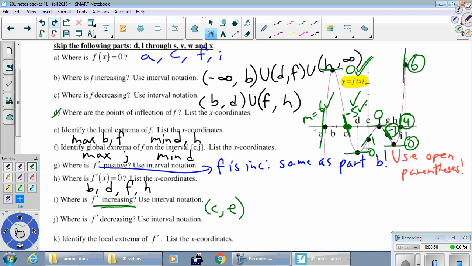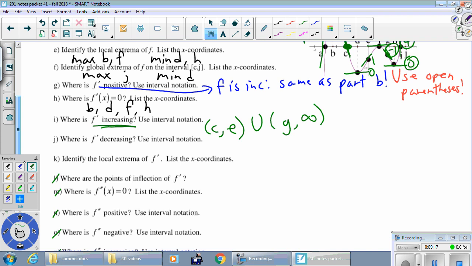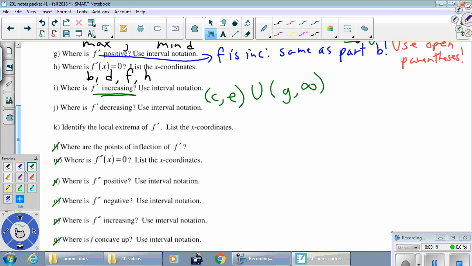So I think we could argue that the f prime starts increasing at G and then continues to increase forever. Okay, so from G to infinity, going forever. All right, and then where is f prime decreasing? Well, we're not going to go through this in the detail we just did, but I'm just going to say you can make the same kind of analysis, and we're just going to write the answer here. Minus infinity up to C, and then from E to G.